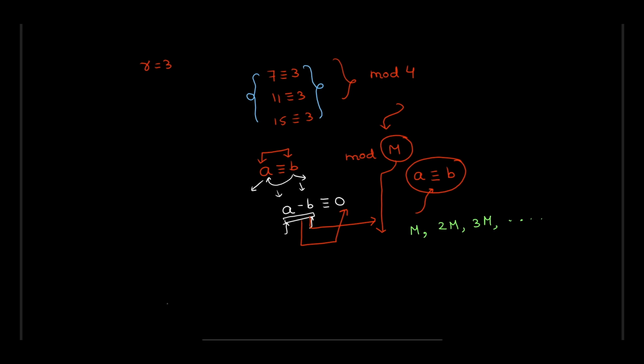Only these numbers can produce 0. This means that you can reword it and say that A is congruent to B if and only if their difference A minus B is a multiple of M.